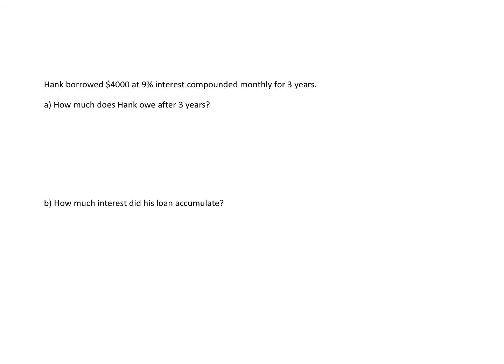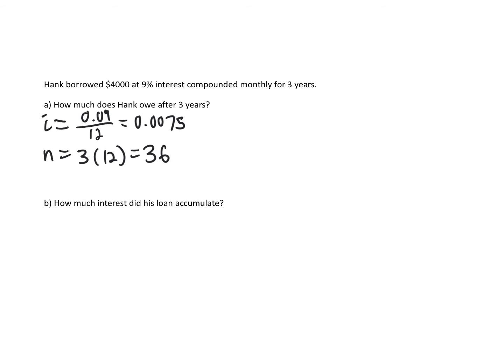In this video, we're looking at compound interest. Now, with compound interest, it's always best to calculate your I and your N before doing the question. So here we have 9%, but it's compounded monthly, so this equates to 0.0075 per month. Now, we have 3 years, 12 months in a year, so it's going to be 36 total compoundings. Now our formula: future value equals present value, 1 plus I to the n.